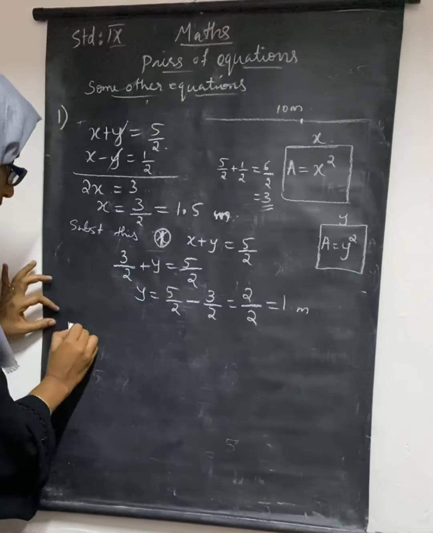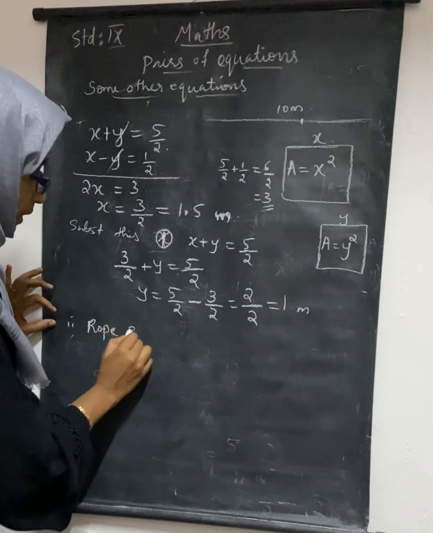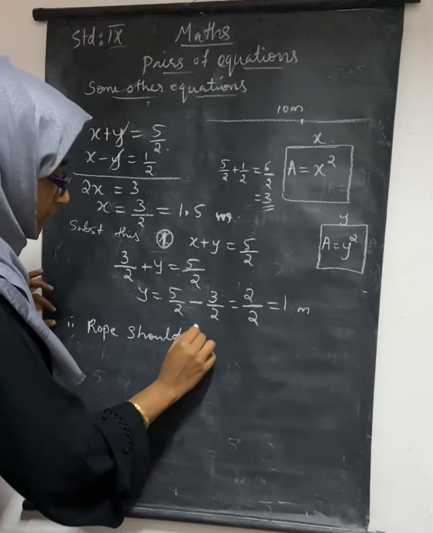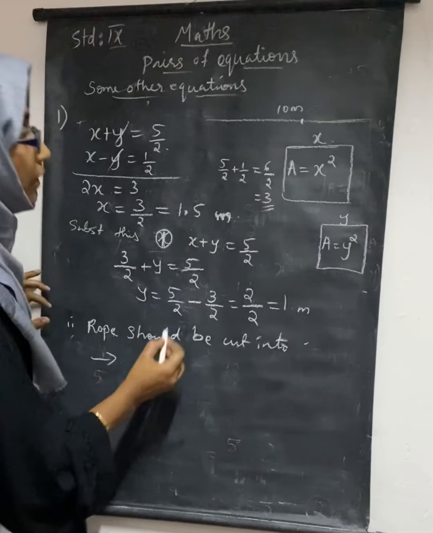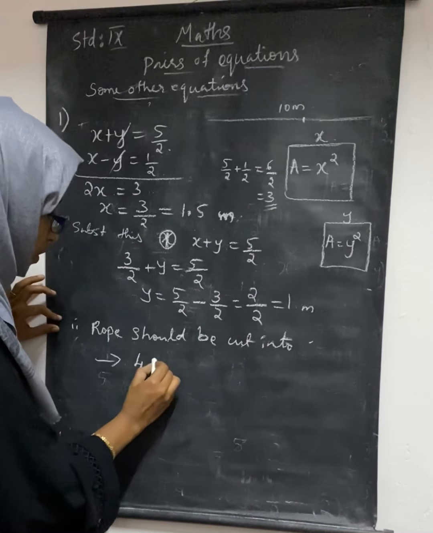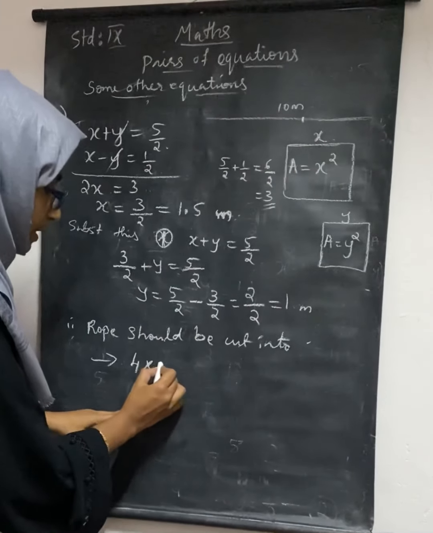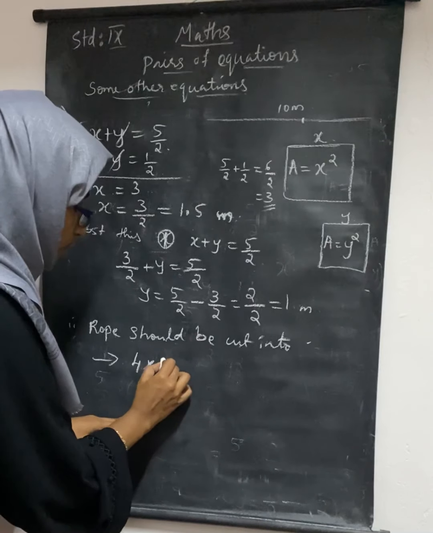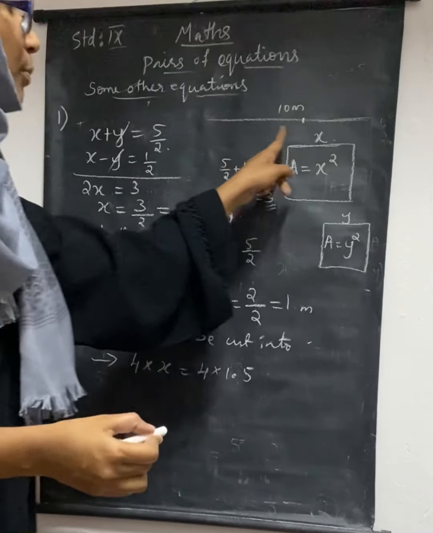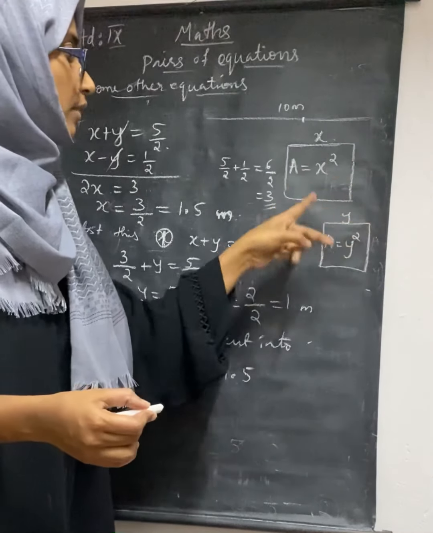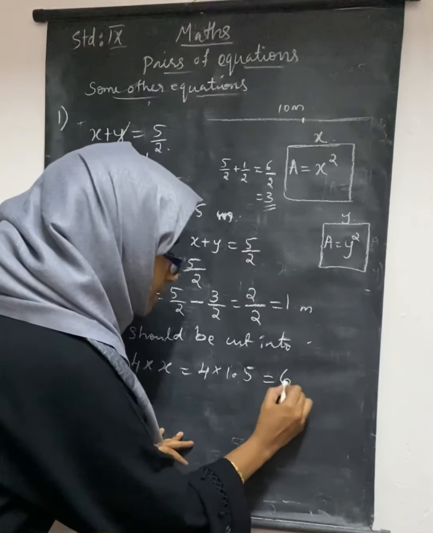Therefore, the rope should be cut into, that is the first one, which one is that? 4 into x, for the 4 sides. 4 into x means, which is the x you have here? 4 into x, that is 4 into 1.5. 1.5 plus 1.5, 3 you will have. 1.5 plus 1.5, 3. 3 plus 3 is 6. So you will get the answer 6 meter.